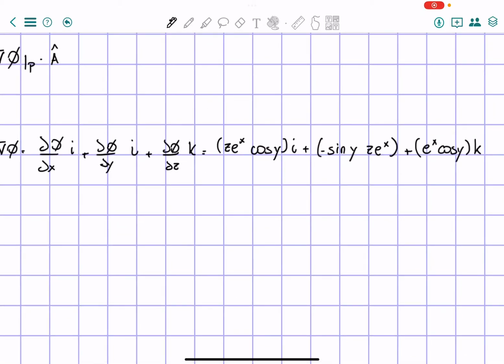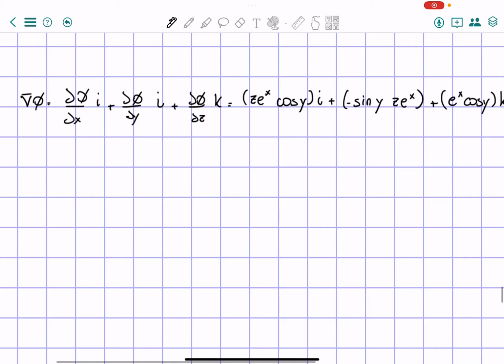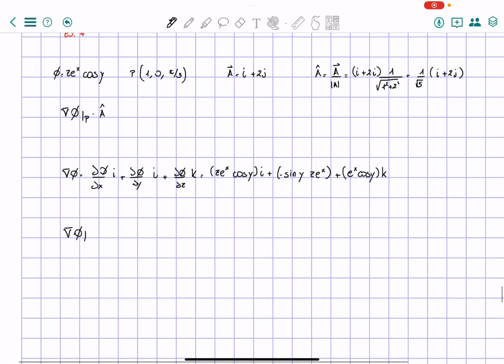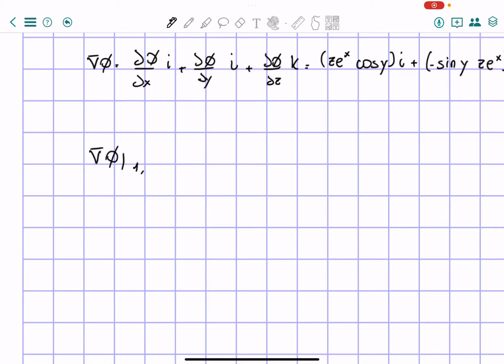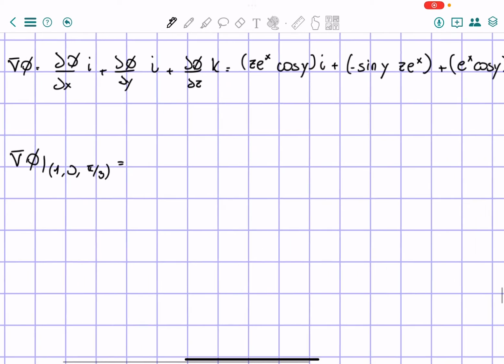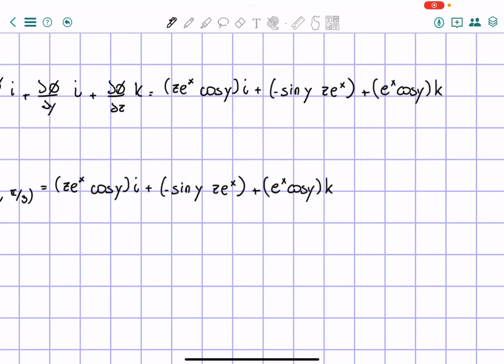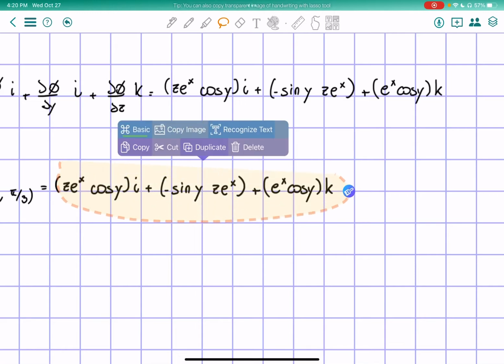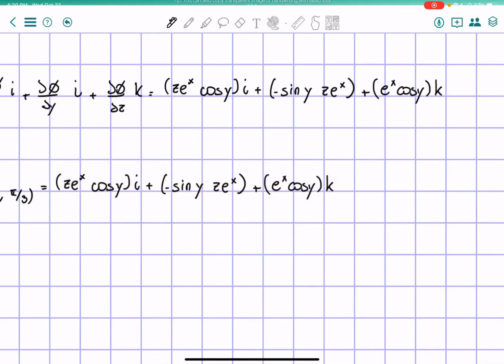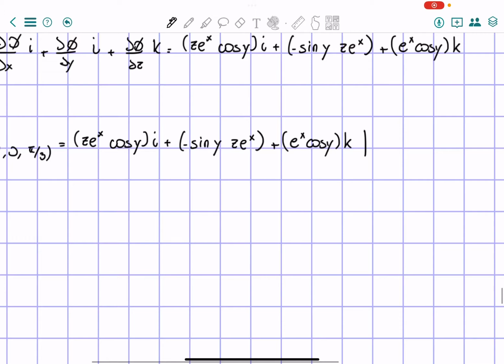So that's our function. Let's find our gradient at point P, that is (1, 0, pi over 3). So yes, 1, 0, and pi over 3. Here we get the same thing we just found. Copy and paste. Let me bring it up a little bit so it's better. Okay, at the point we just said 1, 0, and pi over 3.